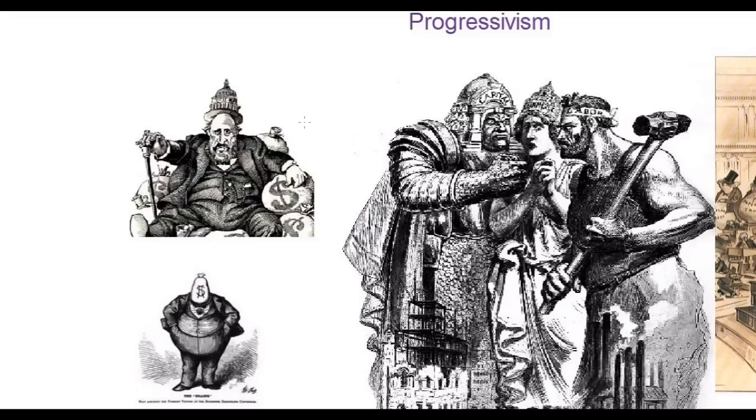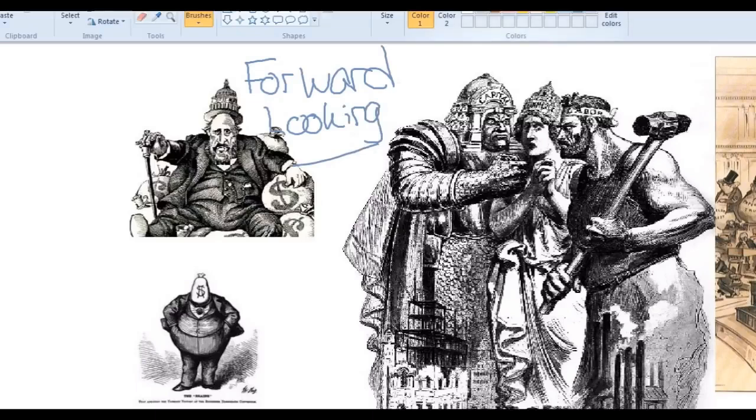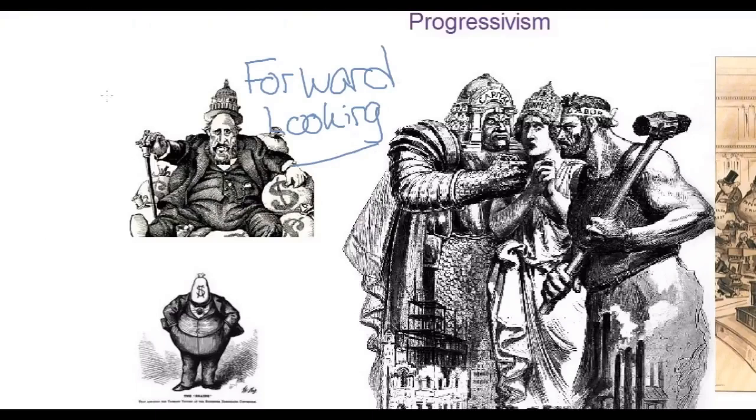Just like the populists, the progressives had a very clear vision of how they wanted to see society change in the United States. But unlike the populists, progressives were forward-looking. In other words, they didn't want to go back to the past. They didn't want to go back to the way things were before the Civil War. Instead, they wanted to look to the future. They wanted to look to the important changes that new technologies and new types of government regulation of the economy could bring about for Americans.